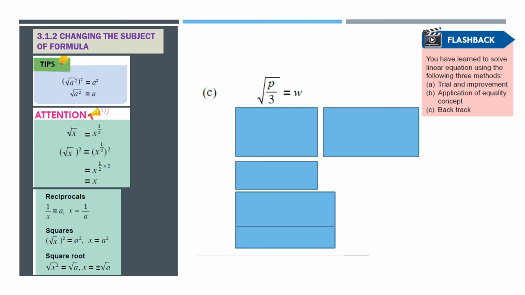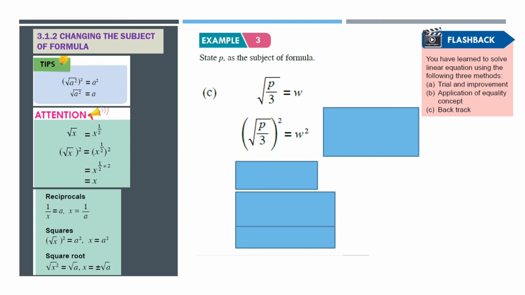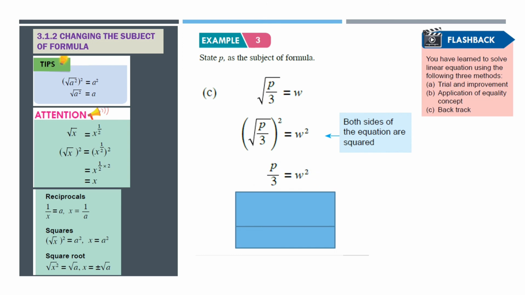Now, let's look at question C. State P as the subject of formula. C. Square root of P over 3 equal W. Okay, we need to square both sides, on the left side and the right side. Square root of P over 3 squared equal W squared. Okay, P over 3 equal W squared.